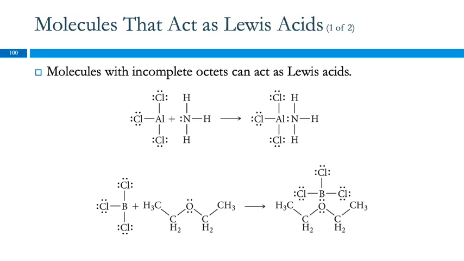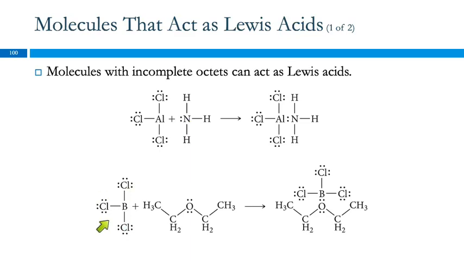So molecules that have incomplete octets, like BF3, can act as Lewis acids. So here we have aluminum chloride, AlCl3, and here the aluminum has an incomplete octet. So it can accept this pair of electrons from the nitrogen. This is acting as the acid, and that's acting as the base.